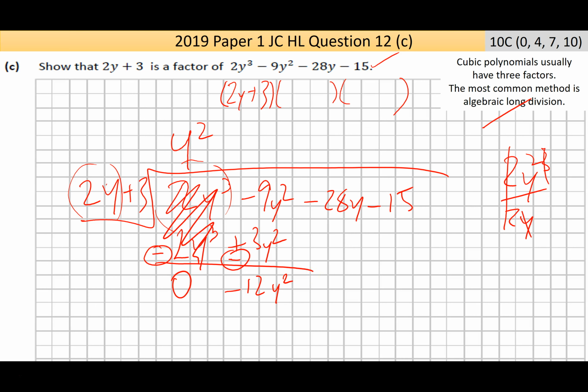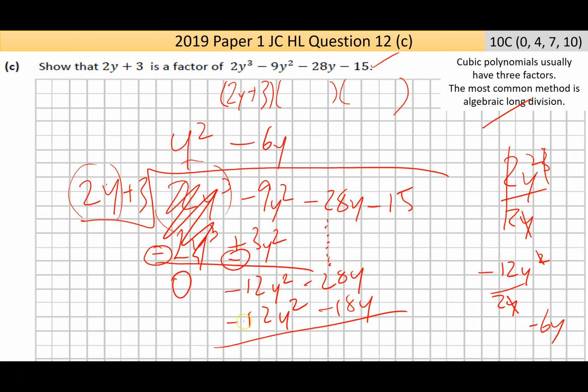Okay, first bit done. I need to do the same thing twice more. So this minus 28y, I bring that down. And now we're going to do the same thing for these two terms. So you divide 2y into minus 12y squared. So minus 12y squared divided by 2y. This y cancels one of them, and 2 into minus 12 goes minus 6y. That goes up here. Then you do the reverse. 2y by minus 6y is minus 12y squared. 3 by minus 6y is minus 18y. Come along then and change the signs.